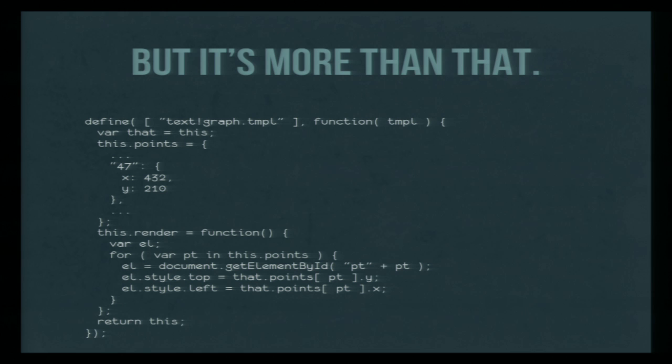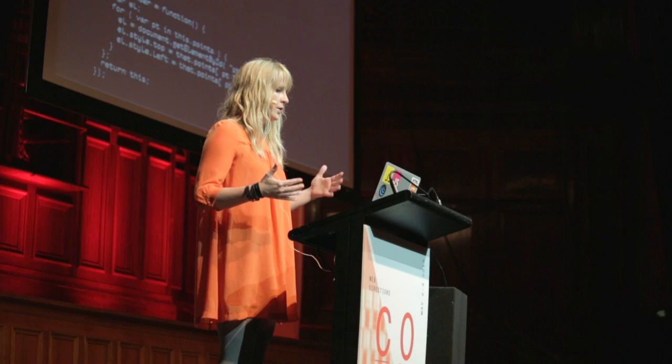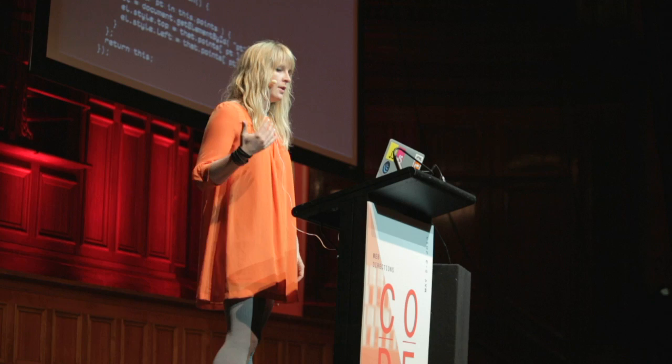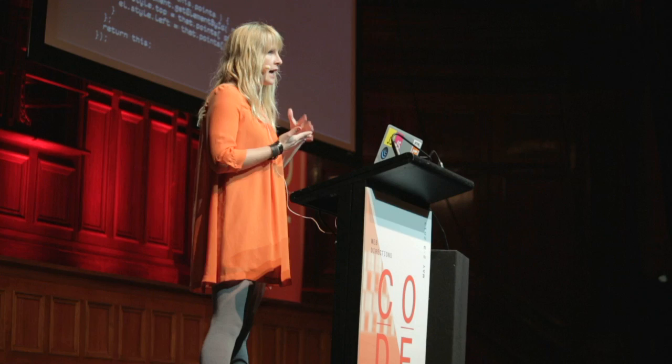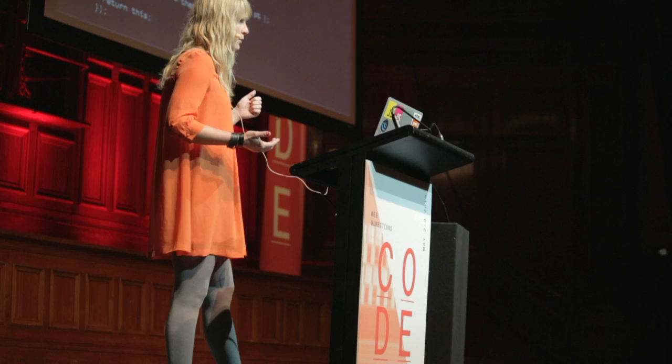So if we assume that this dot is a larger part of something else, in this case, some sort of graph, it becomes a lot more interesting. So this graph, as you can see, has a bunch of code that defines the graph, but essentially it's just a view. It's rendering from a template, and then it's getting a hash of points. And our little dot that we just looked at is one of these points.